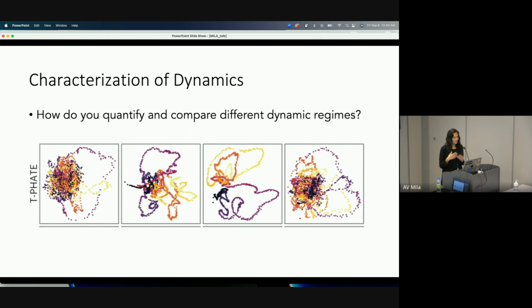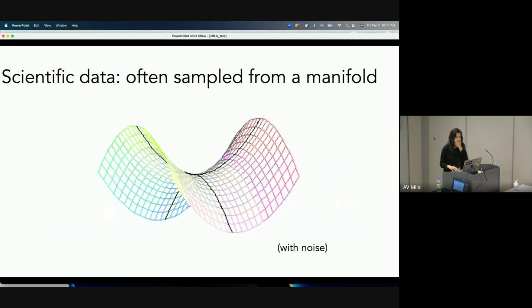And there's a question of how do you quantify and characterize these differences in dynamics, because we don't know exactly what it means, and we're trying to understand what it kind of means. So those are some of the challenges and the tasks that I'm really going to be talking about today.